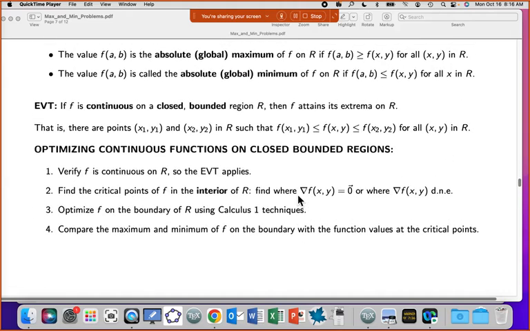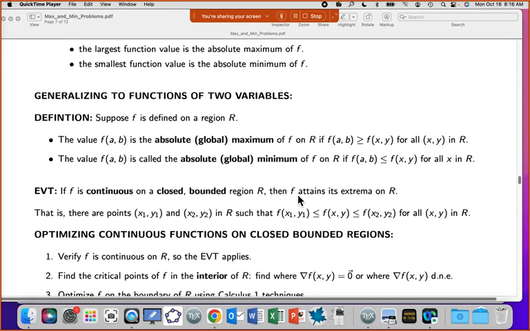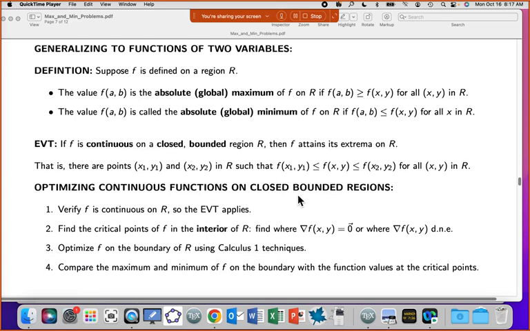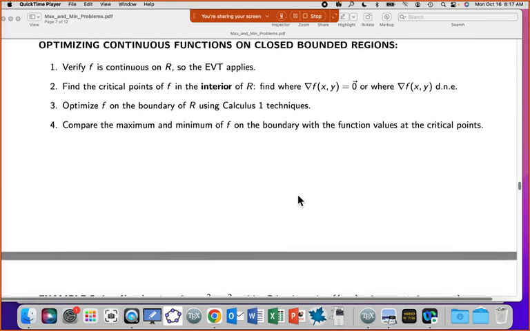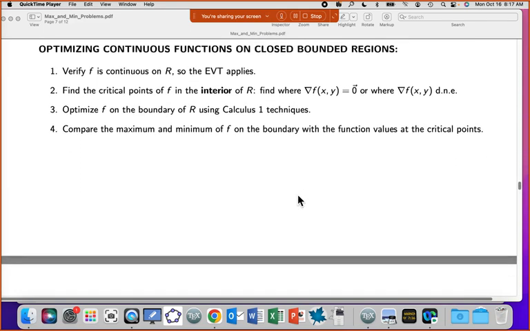So last week we talked about local maxes, local mins. We generalized the second derivative test to the second partials test. And then Friday we started looking at optimizing functions on closed bounded regions. So this is when we're trying to find the maximum and the minimum.